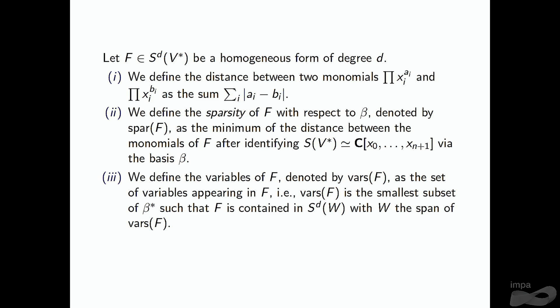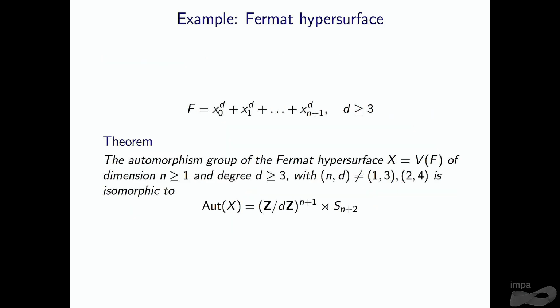So for Fermat, maybe I should say that. For Fermat, the distance between two of these monomials is 2d. Because x0 to the d minus x0 to the power 0 gives you d. The other one gives you minus d, so d plus d, and you get that the sparsity of Fermat is 2d.